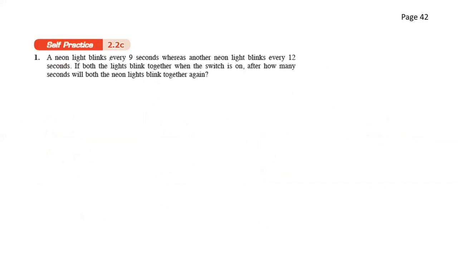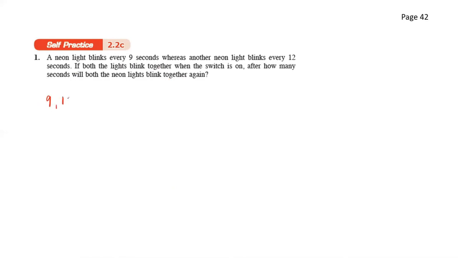A neon light blinks every 9 seconds, whereas another neon light blinks every 12 seconds. If both the lights blink together when the switch is on, after how many seconds will both the neon lights blink together again? So here let's find the lowest common multiple.